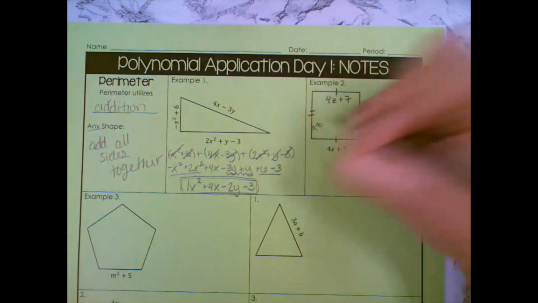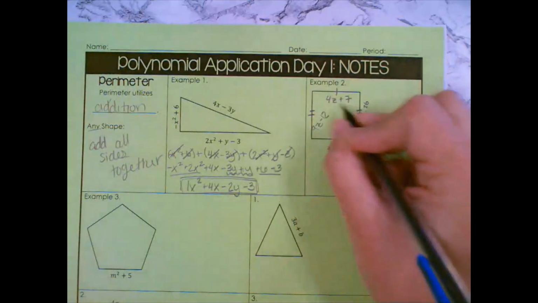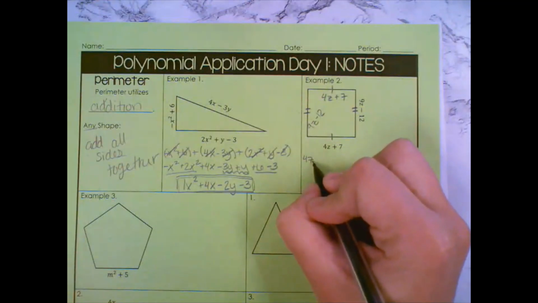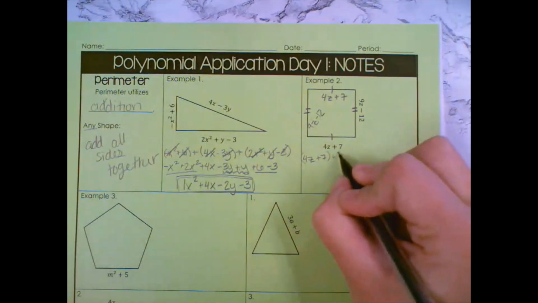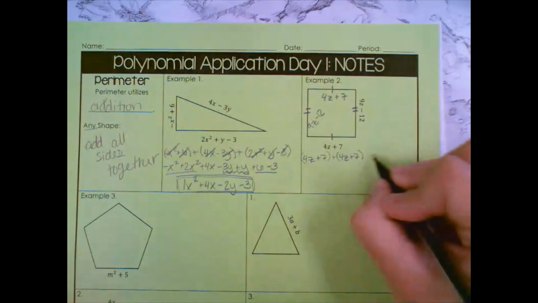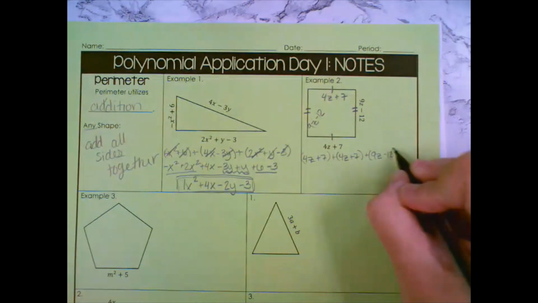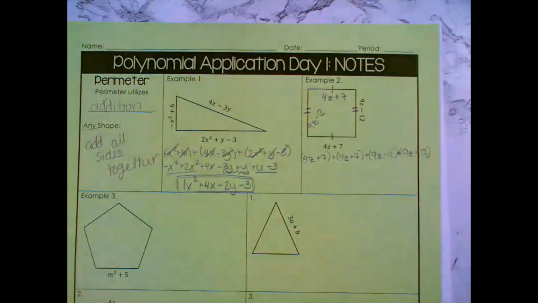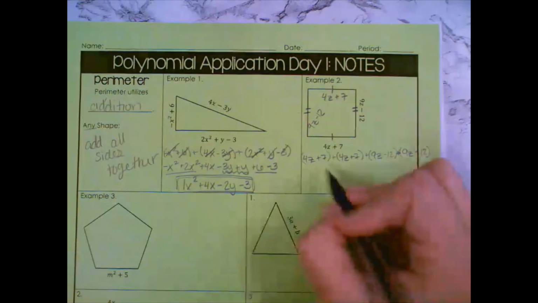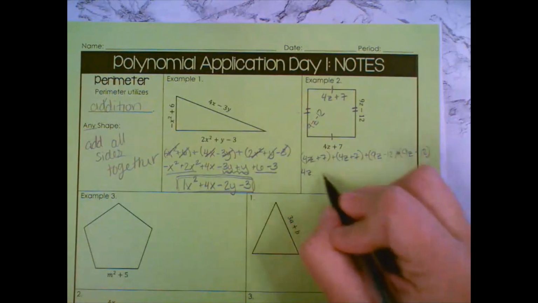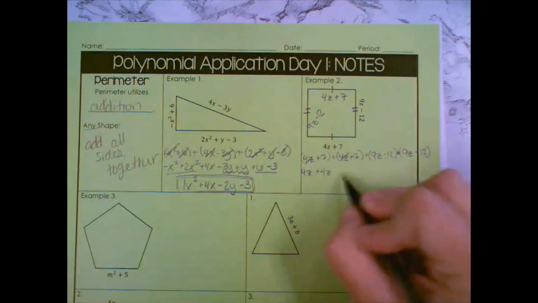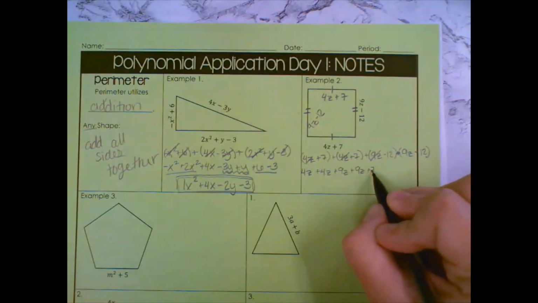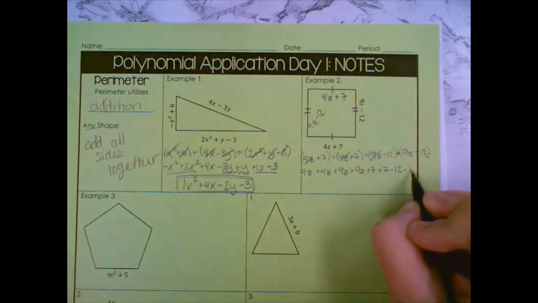This is 9z minus 12. There are 4 sides, so we're going to have 4 things we add together. So I have 4z plus 7, added to another 4z plus 7, added to 9z minus 12, added to 9z minus 12. It's a little bit longer of a one. I'm going to put it into standard form, so all of my z's are going to go out in front: 4z plus 4z plus 9z plus 9z plus 7 plus 7 minus 12 minus 12.